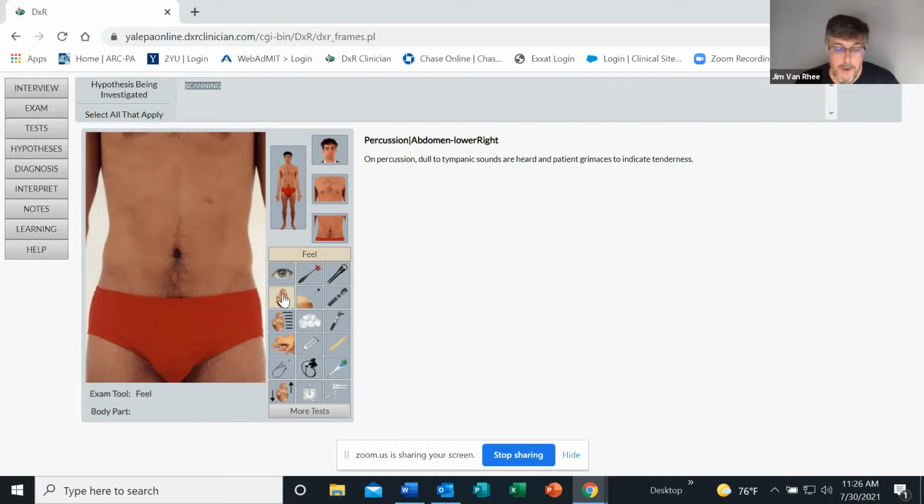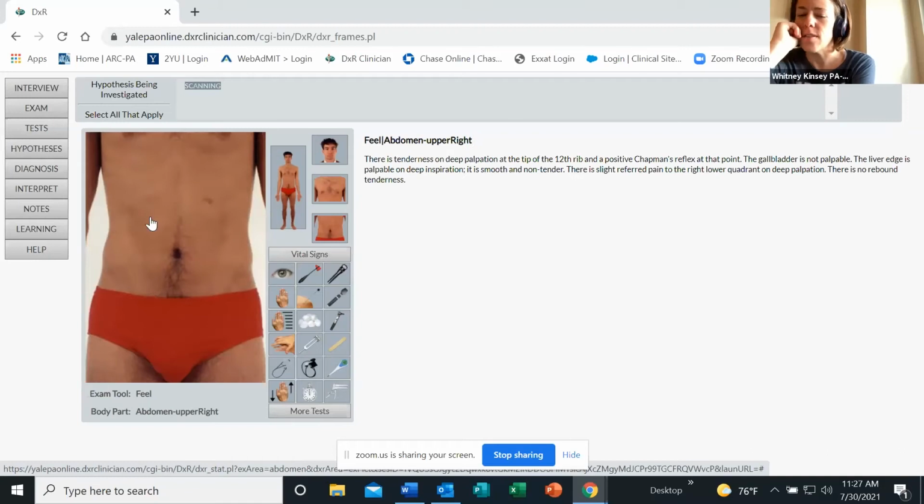Okay. So do we want to feel the abdomen then? Yeah, but start with the right, do the right lower quadrant last. Okay, so we'll start in the right upper and we'll move our way around. So upper right, there's tenderness on deep palpation of the tip of the 12th rib and a positive Chapman's reflex. What the heck is a Chapman's reflex?